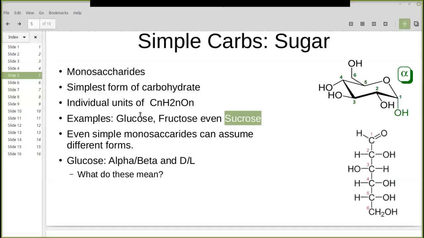I'll give you a hint. It's on the same slide. Glucose, and what else? Fructose. Fructose, right? Yeah. So good job. Sucrose is a disaccharide. It's composed of the monomers glucose and fructose.